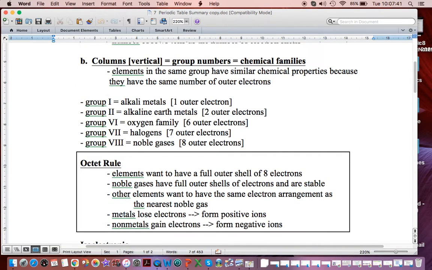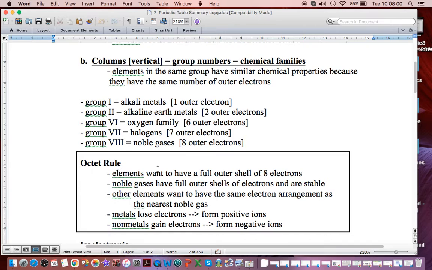So group 1 we know we call the alkali metals, 1 outer electron. Group 2, the alkaline earth metals. Group 6, oxygen family. There's another name for it, but we don't worry about that in grade 8. Group 7 are the halogens, 7 outer electrons. And group 8, noble gases, 8 outer electrons.